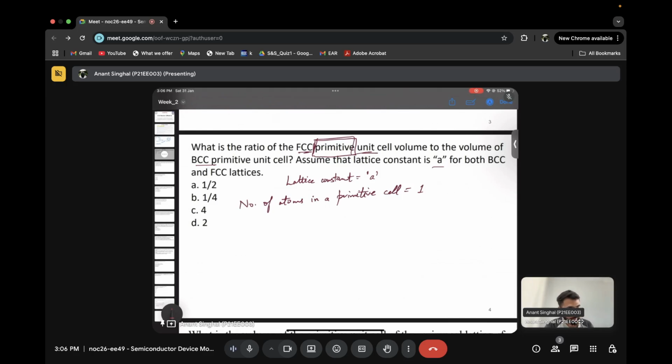Now we need to calculate the ratio between the FCC and the BCC. So let's first look at the FCC. We know, as covered in the last lecture, the number of atoms per unit cell.